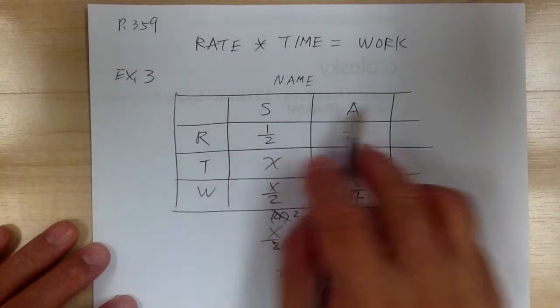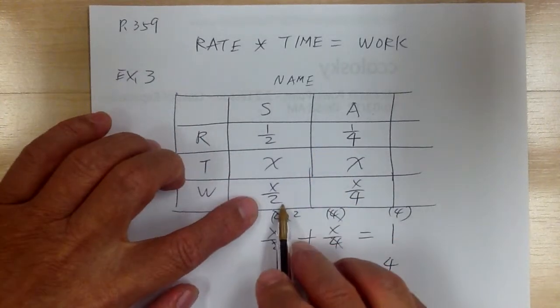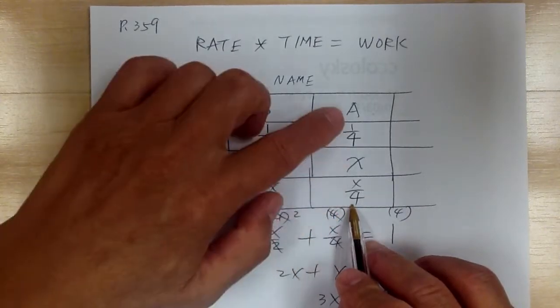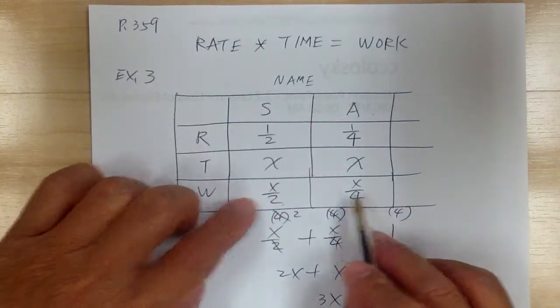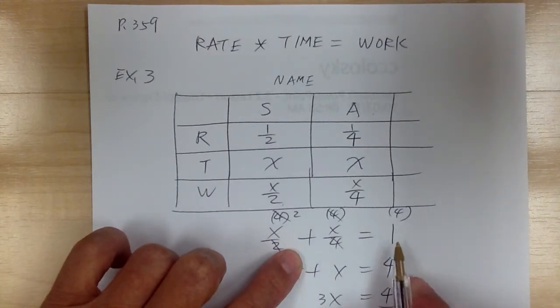So you can put a name over here, put a rate. R times time will give you work. So this is how much work is done by Spiral, and this is how much work is done by Asim. And so when they work together, you add. So they work together to mow 1 lawn.